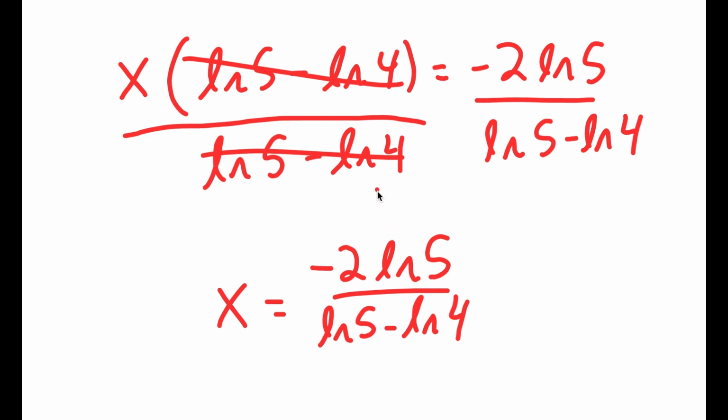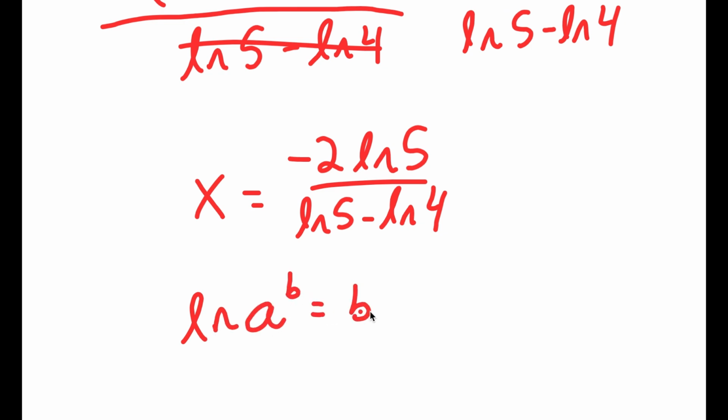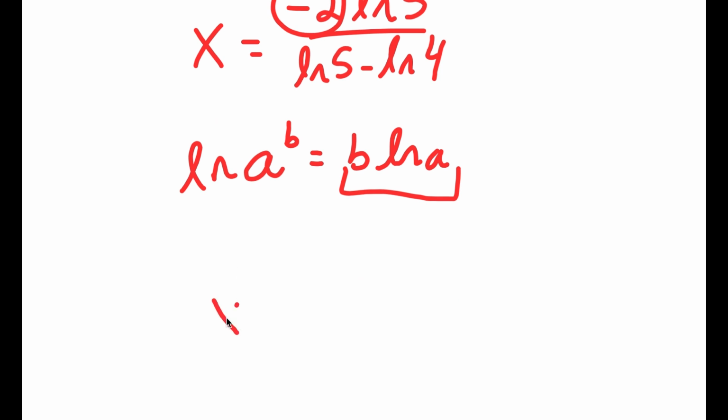Now, I can actually simplify this a little more. So, remember how I said if I have something in the form ln a to the power b, this is b times ln a. Well, I'm actually going to reverse this property. So now I have something in the form b times ln a. I'm going to change it back into this form by moving this exponent back up here. So now I get x is equal to ln of 5 to the power of negative 2.